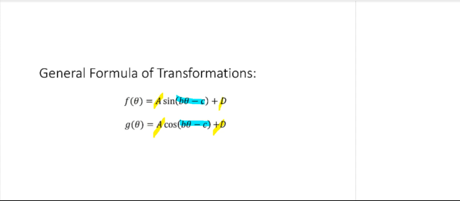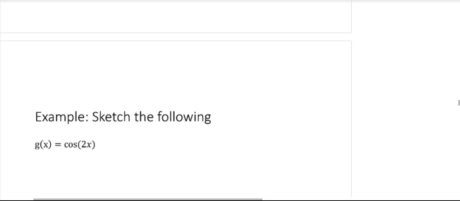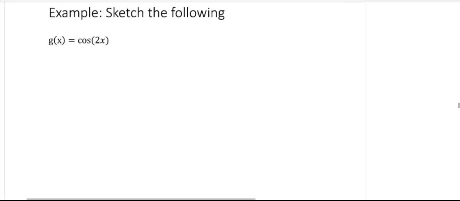Not trying to see what does B do, what does C do. That's not really important right now. I just want you guys to get a general idea in order to sketch. Remember, the biggest point is to sketch. So let's go with the first example, okay?